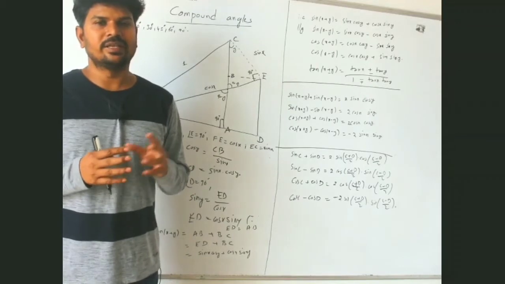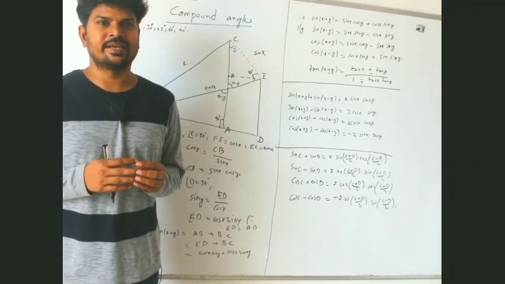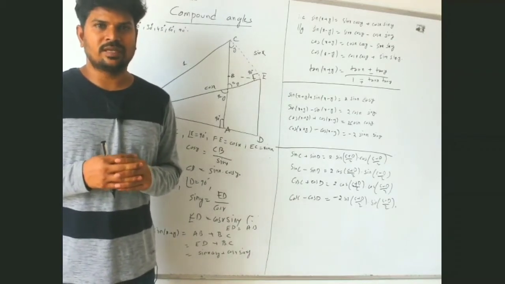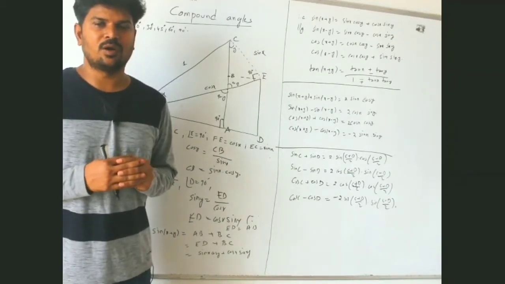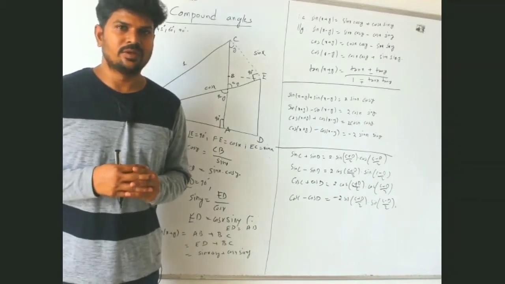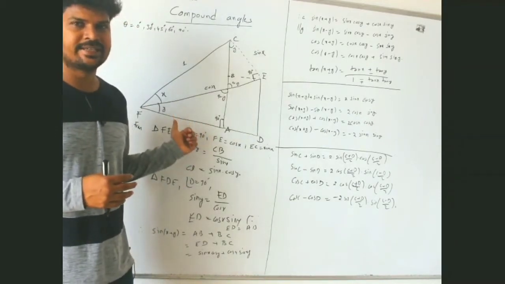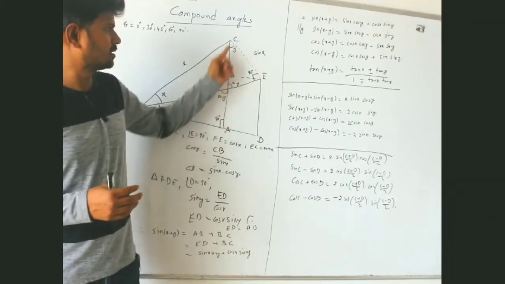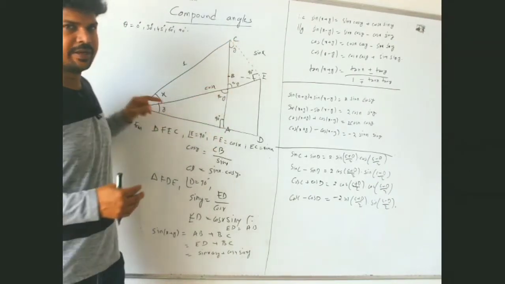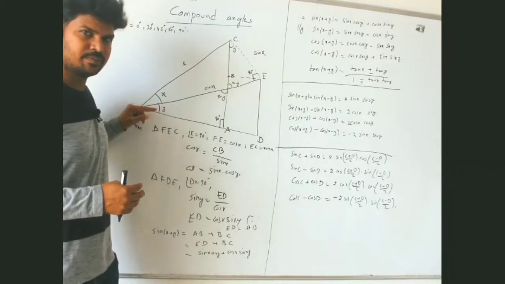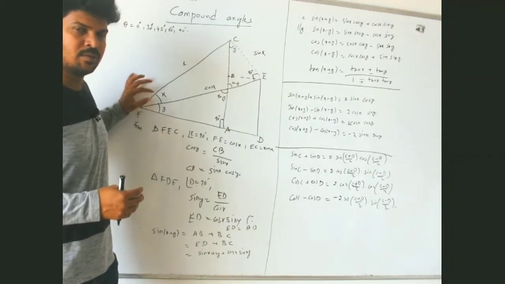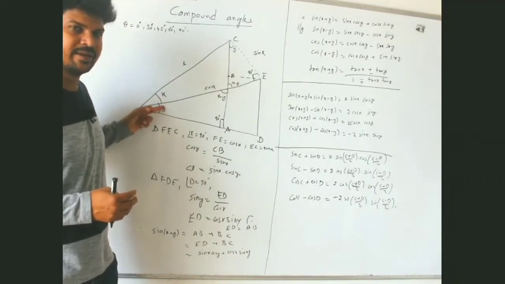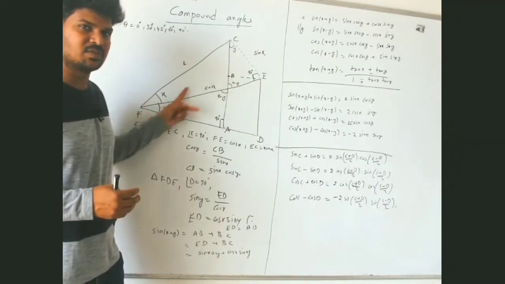Okay, so if I consider any two angles, say x and y, we have formulas for them. First, let me give you the proof for at least one formula, to show how that formula arrives. Here I have taken two angles, x and y, in this right angle triangle FAC. What is the formula for sine of x plus y, where both angles are included?